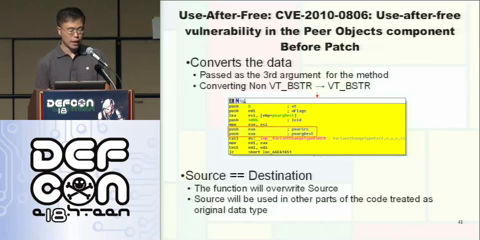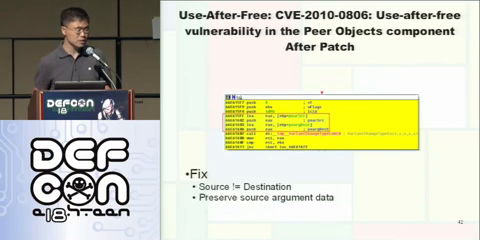They are just changing the type of the variant object, the variant type variable, from source to destination, and they are using the same one, so it will destroy the original data and cause a use-after-free bug. They are fixing it by using a different argument for the destination. They are allocating a local variable and using it as the destination for VariantChangeTypeEx.